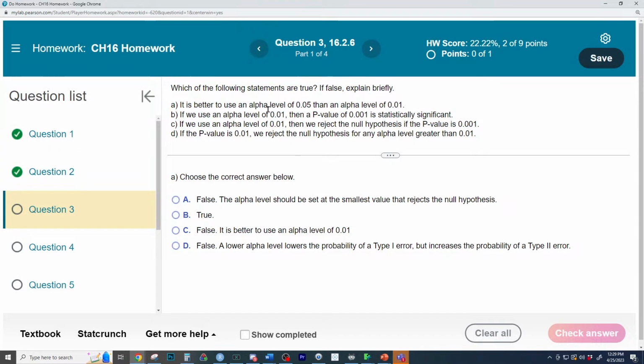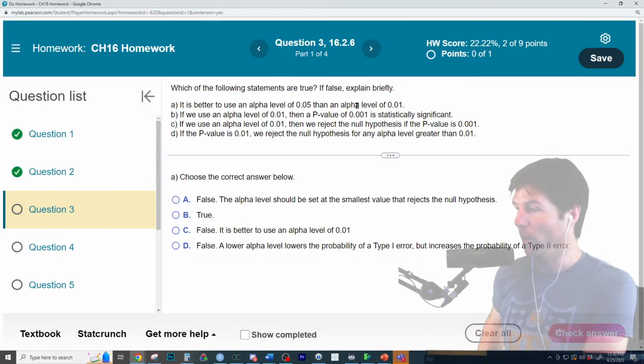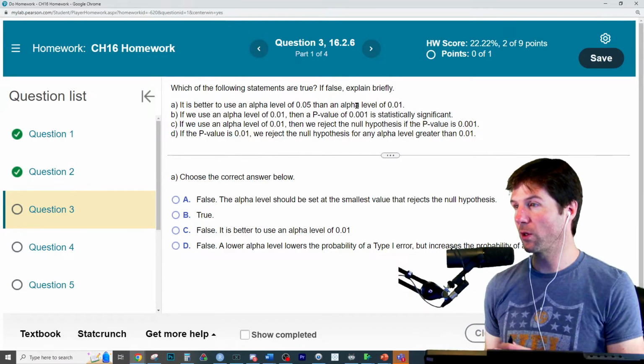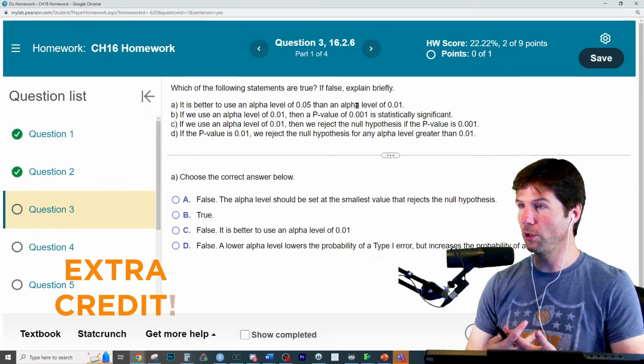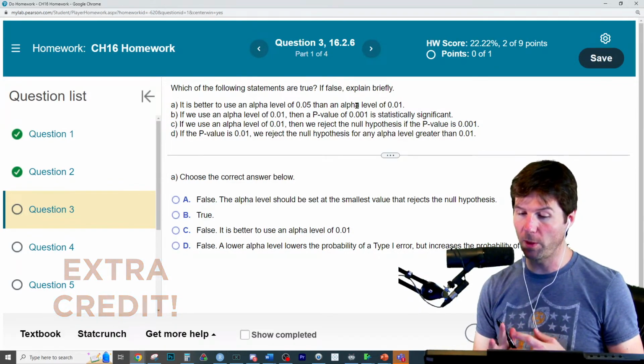It is better to use an alpha level of 0.05 than an alpha level of 0.01. Good work. Nice job, Jackson. And so a researcher using an alpha level of 0.01 would make what?